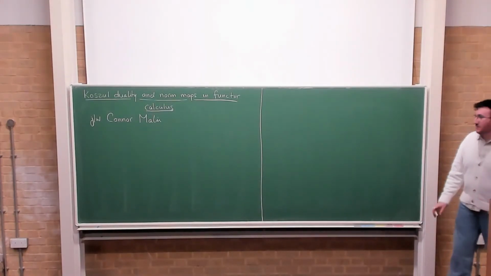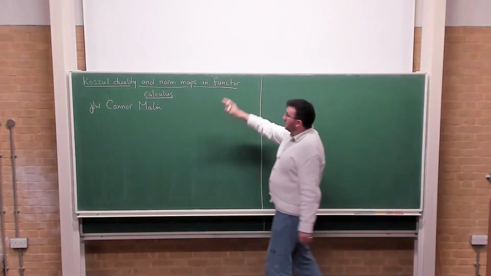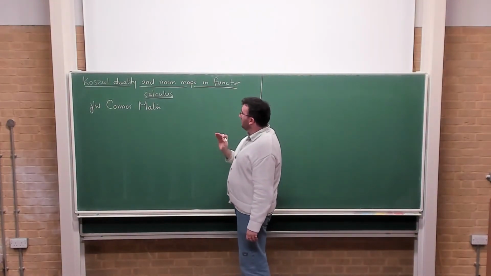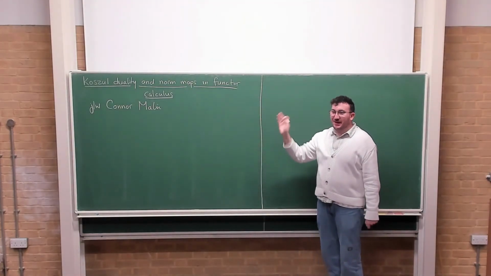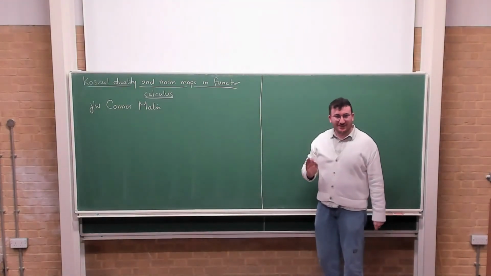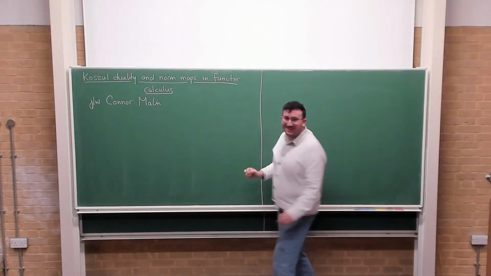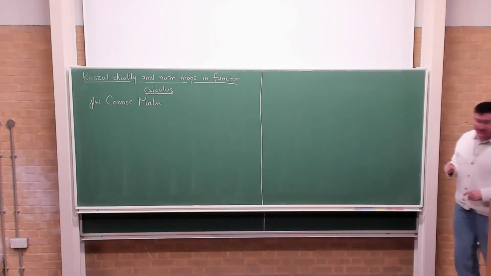Awesome, thank you. So I can start by saying everything I'm going to say is joint with Conor Malin. I want to give you a biased perspective on Koszul duality, norm maps, and functor calculus, and then tell you that my biased perspectives all agree. This doesn't make them correct. You can decide after if you think they're correct.